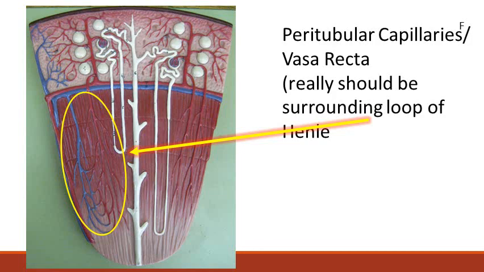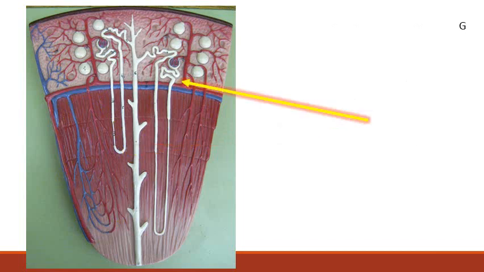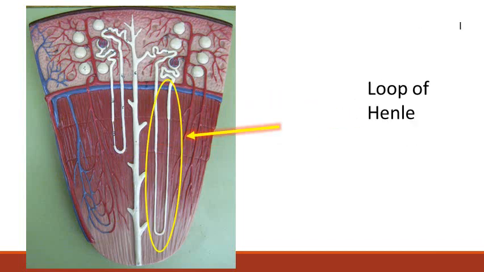This really should be a little more over here on the loop of Henle, but for some reason they separated these on this model. There'll be a slide here in a minute where you can see that it really overlays the loop of Henle, sorry, not Henry. All right, so here's the loop of Henle. Like I said, the nephron is the functional unit. The loop of Henle would be the most important portion of that if you wanted to label it that way.